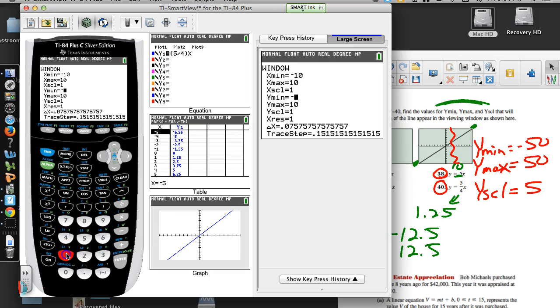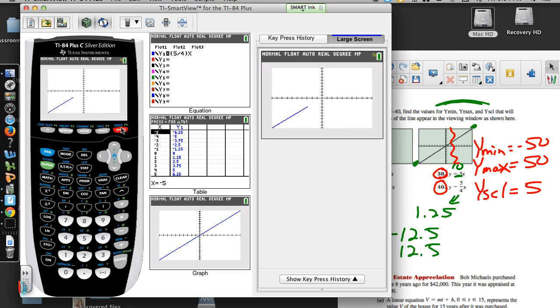So negative 12.5, positive 12.5, and while I'm there I think, you know what, in number 38 the slope was 5 and I went by a Y scale of 5. This time the slope is 1.25. I think I'm going to give that a try and see what happens. And sure enough, there it is. And that was the pattern that they wanted us to see.